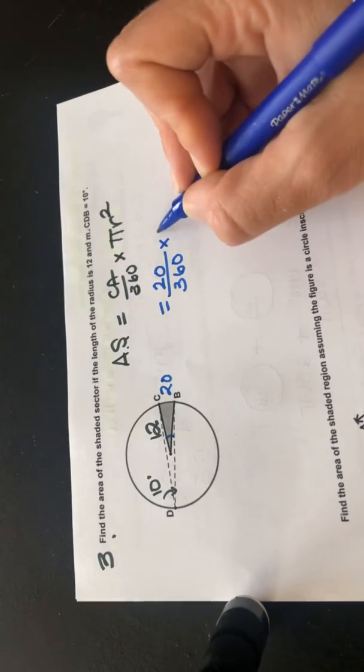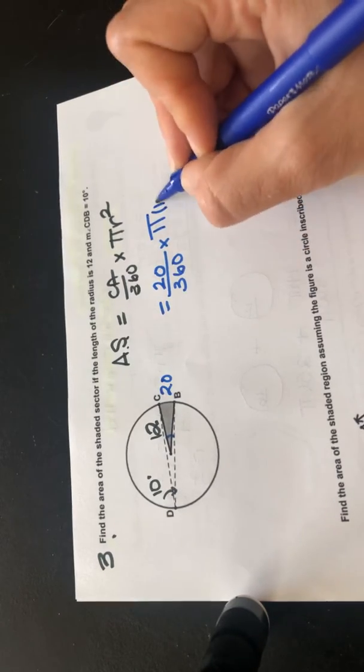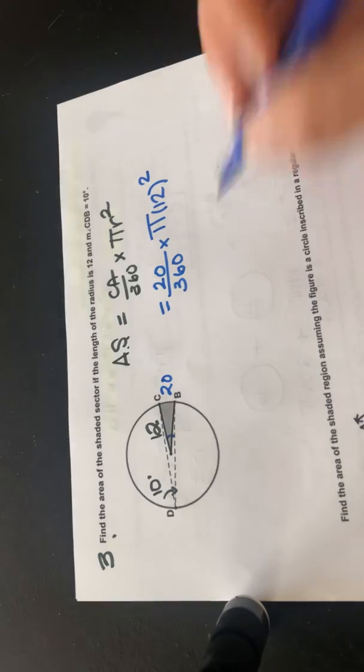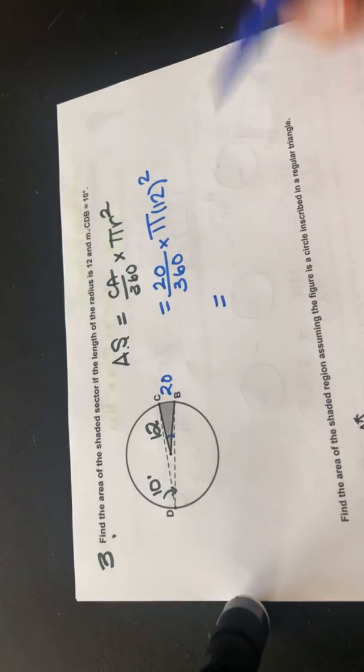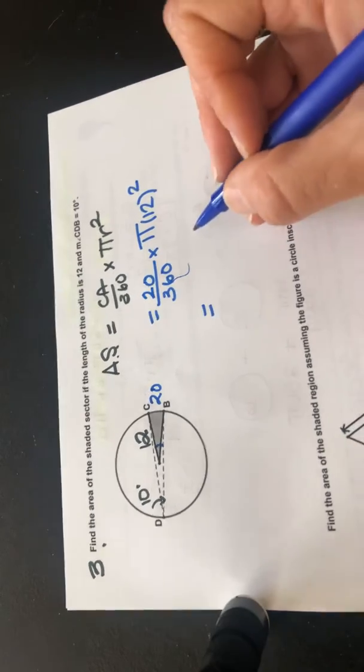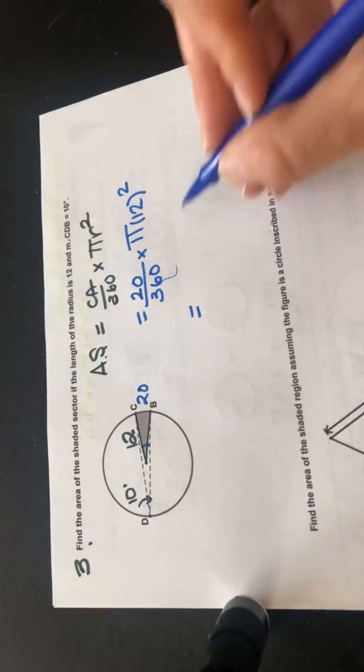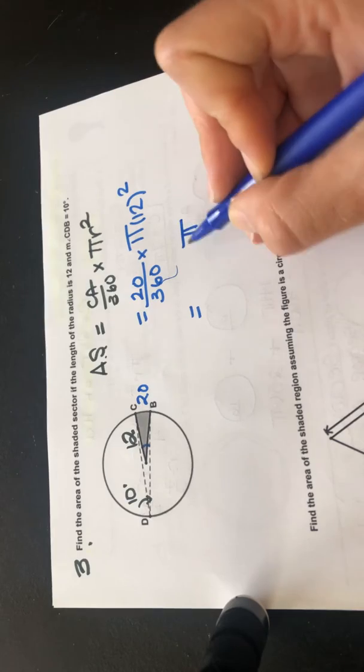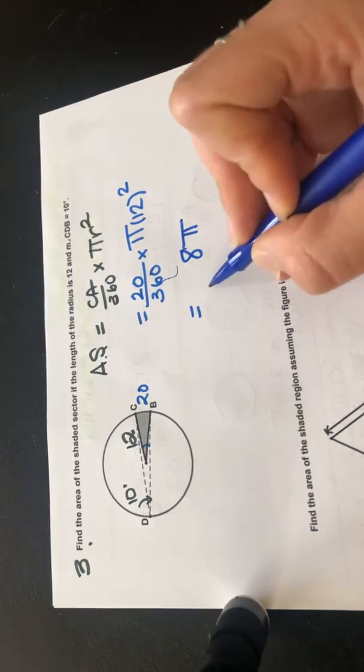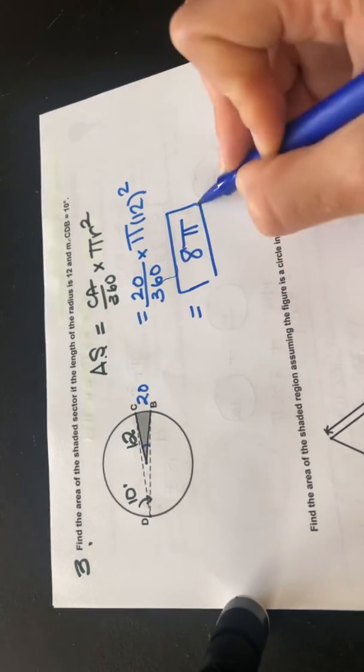360 times, well, we got a pi, easy now, 12 squared. For this one, let's leave it in terms of pi. So if you put all that in your calculator and do all the calculation, you should end up getting 8 pi. And that's the area of that sector.